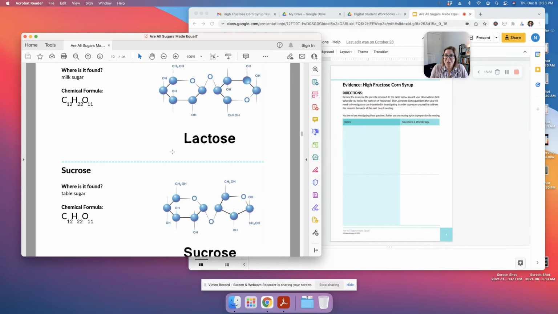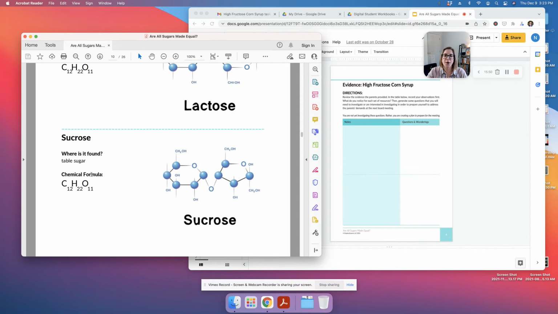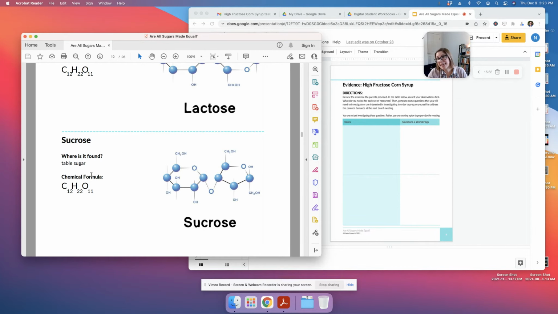So you want them to notice, oh, they are the same numbers, there's the same number of atoms, but they are different sugars. How is that possible? You want them to ask questions about that. And that leads eventually into them understanding that it's all about the arrangement of these atoms and how the molecules are joined and all those things. Okay, so that would obviously be something you would want to keep in there if you are moving toward atoms and molecules and those ideas.